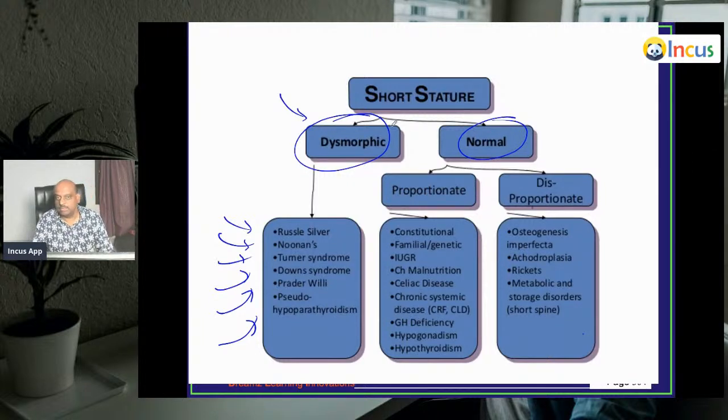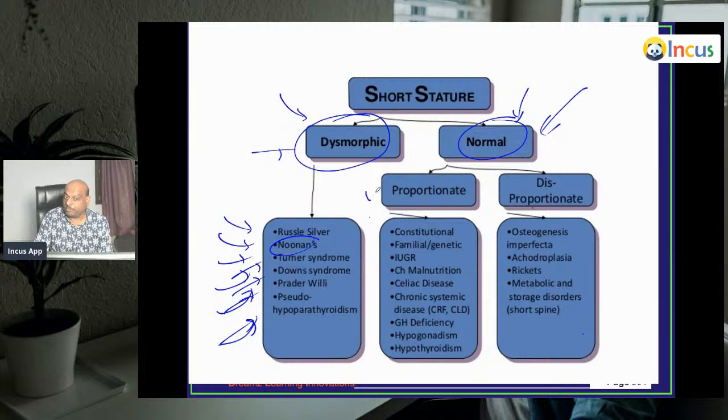So once more, doctor. Whenever short stature is there, you should think: is it dysmorphic or normal? If it is dysmorphic, what are the possibilities? Noonan, Turner, Down, Prader-Willi, pseudo-hypoparathyroidism, they're all responsible. If it is normal, then think of proportionate or disproportionate. Osteogenesis imperfecta, achondroplasia, metabolic and storage disorders, rickets, they all lead to disproportionate short stature.